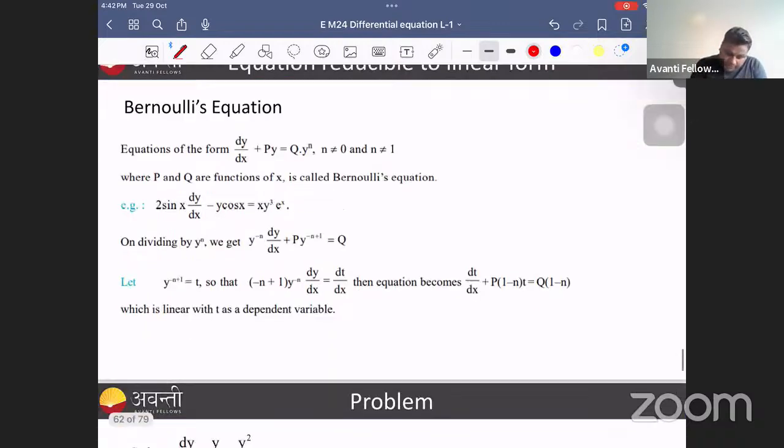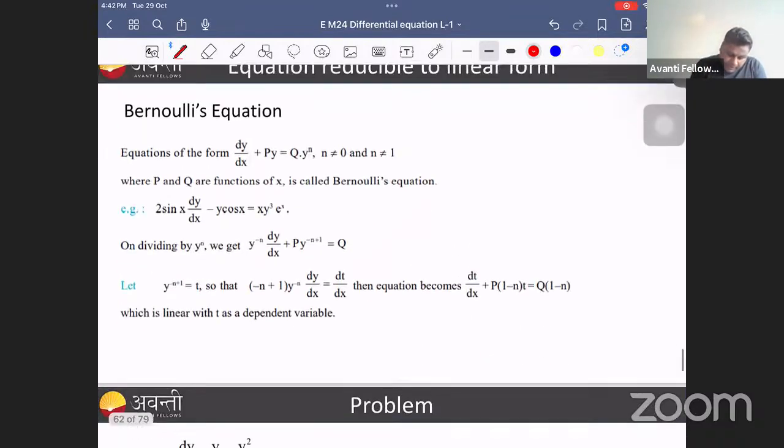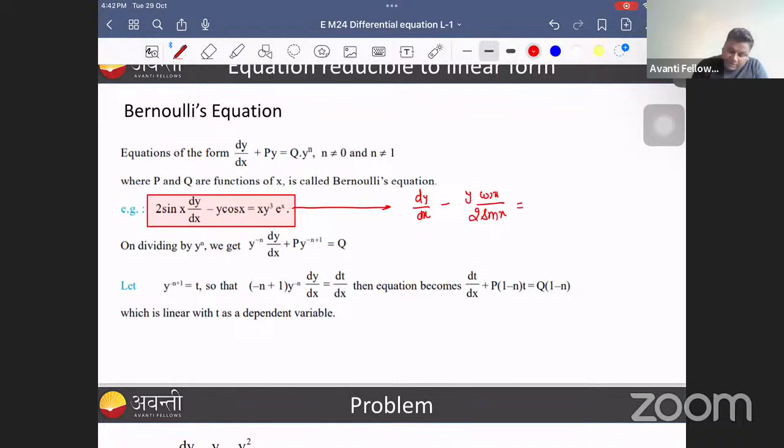Like take this question only. Got it? So how do I approach this question? First of all, divide this differential equation by 2 sin x. So you get dy by dx minus y cos x upon 2 sin x is equal to x e to the power x y cube upon 2 sin x.